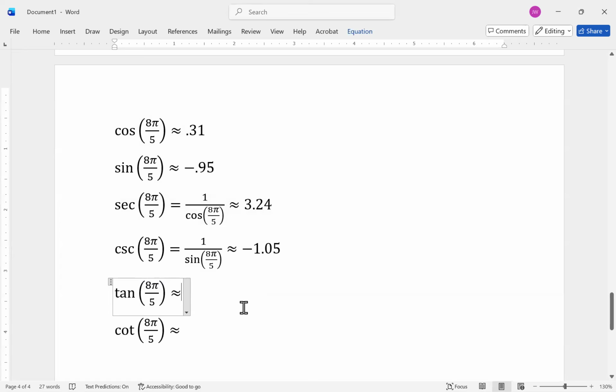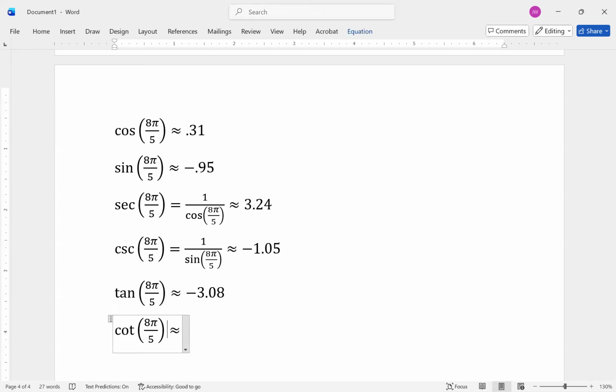Now, tangent can be calculated by taking sine divided by cosine if you want. Or another way, most calculators have a tangent button. And if you just plug in tangent of 8 pi over 5, you end up with negative 3.08, rounding to 2 decimal places.